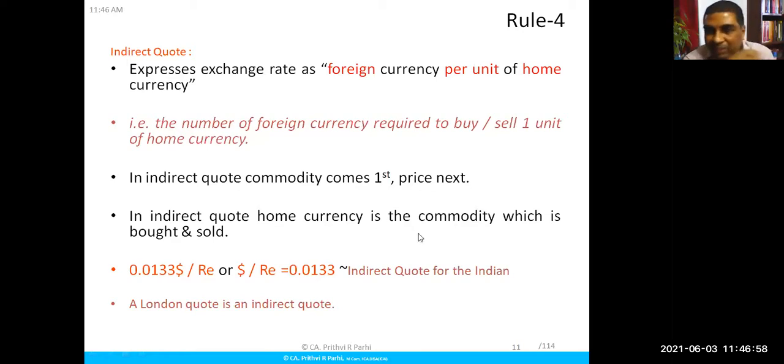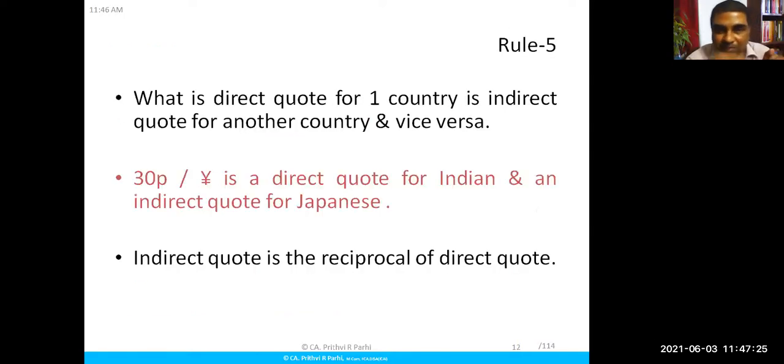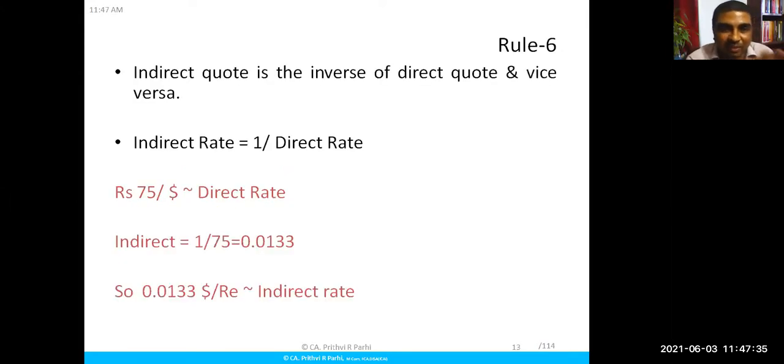Okay, so everybody prefers direct quote, but sometimes in some countries it is their practice to quote in an indirect way. For example, London quote is generally indirect quote. If you get a dollar quote from London, it is an indirect quote. Normally, direct quote means home by foreign, that is home currency per unit of foreign currency. But in indirect quote, it is foreign by home, that means foreign currency per unit of home currency. Okay, so rule 5 also you had understood that what is direct quote for one country is indirect quote for another country, and vice versa. We have seen that thing, we have tested.